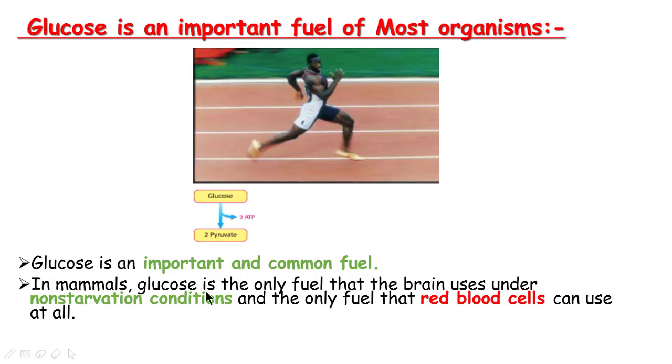In mammals, glucose is the only fuel that the brain uses under non-starvation conditions. In starvation conditions, what is the brain going to use? It will use the ketone bodies. It is also the only fuel that red blood cells can use at all.